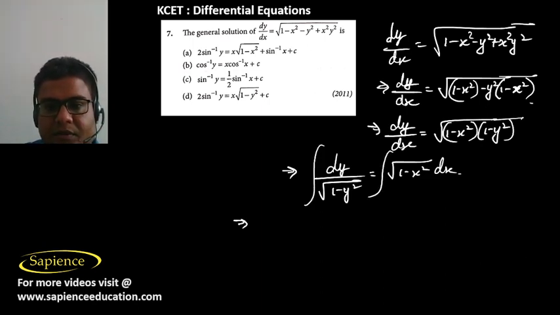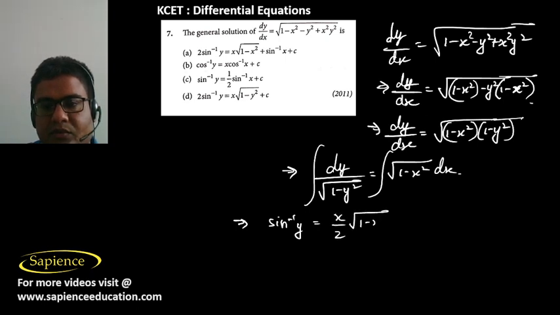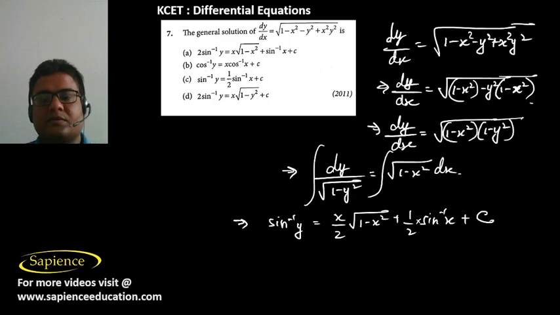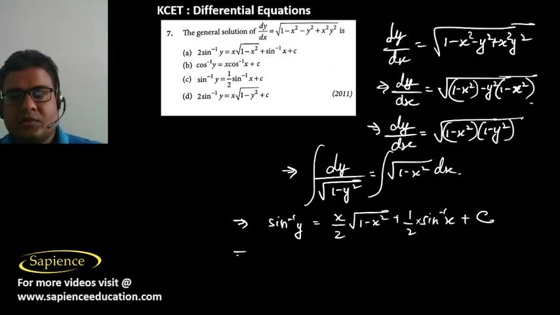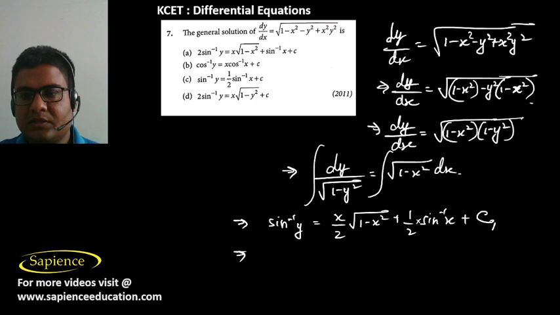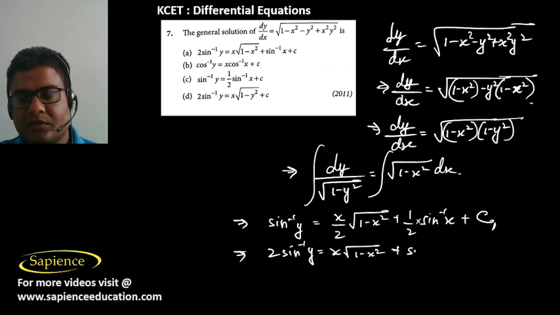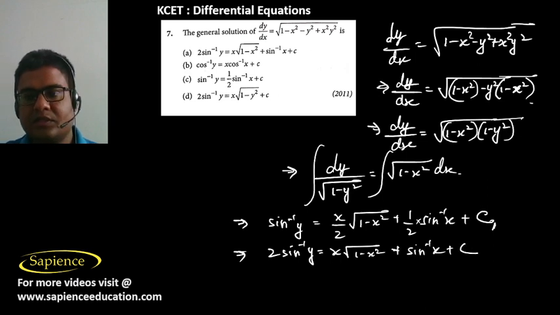Sine inverse y equals x by 2 root over a square minus x square plus a square by 2 sine inverse x by a, plus some constant. We can call this C1. So the solution is sine inverse y equals x root over 1 minus x square plus sine inverse x, where C is 2 C1, and A is the correct answer.